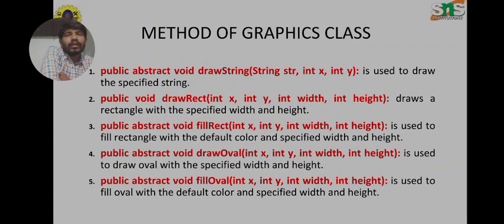Public abstract void drawOval. It takes integers x, y, width and height. It is used to draw an oval with the specified width and height. The fifth method, public abstract void fillOval, with int x, int y, width and height. It is used to fill an oval with the default color and specified width and height. These are the different methods of the Graphics class in Applet.